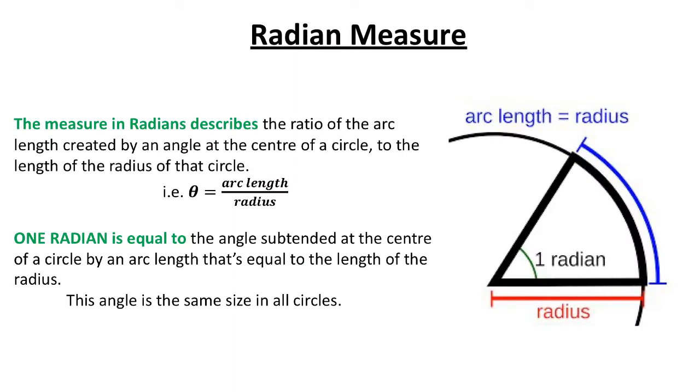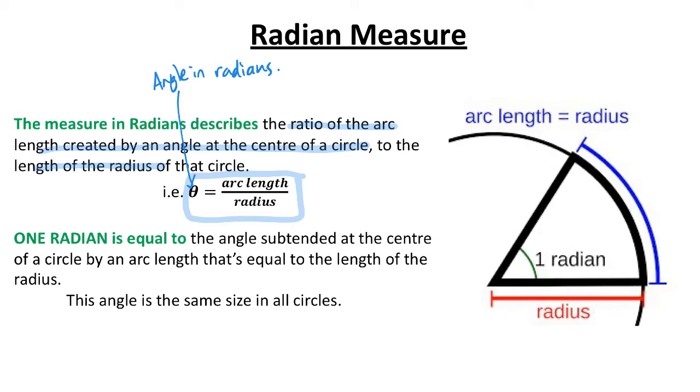So here's our formal definition of a measure in radians. It's describing that ratio of the arc length created by an angle at the center of a circle to the length of the radius of that circle. Okay, so we have this equation right here. We're going to use this equation a lot. And I just want to point out, it should be obvious because this whole lesson is about radians, but this is talking about an angle in radians. So this equation doesn't work when we're talking about degrees, because that's not what this is about.